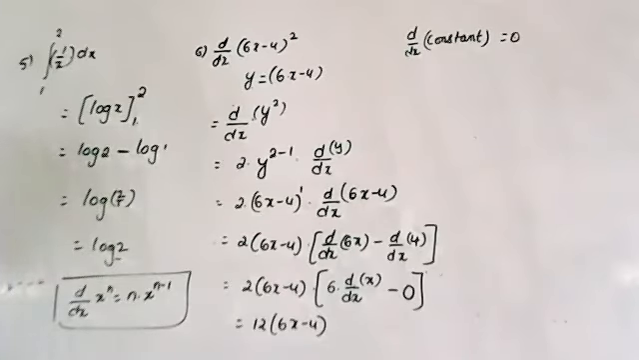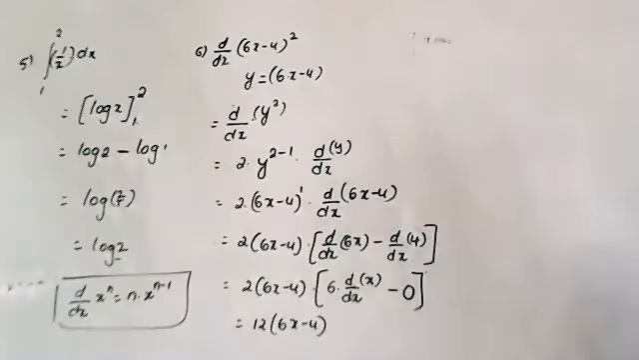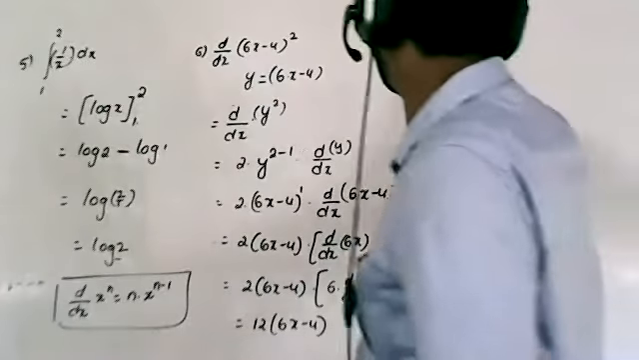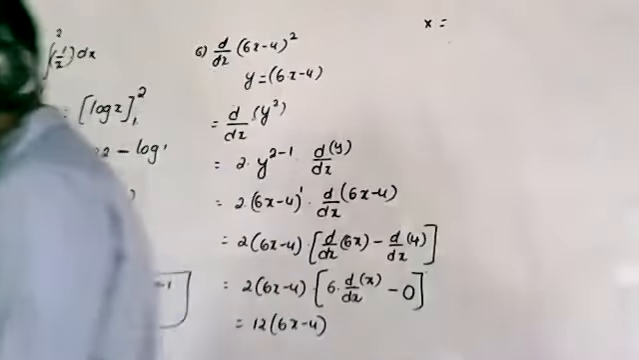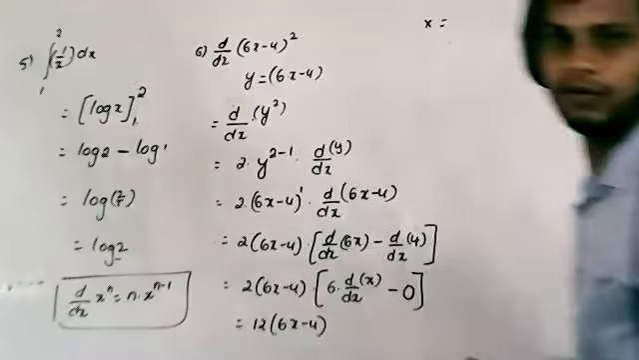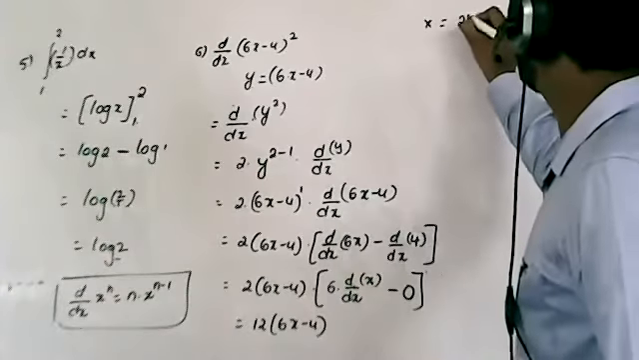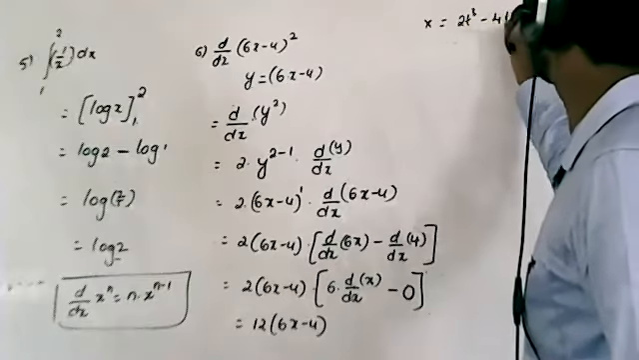Now, seventh question. They have given a displacement equation. What is the equation of displacement? 2t cube minus 4t. Yes, very good, Mashilpa. Correct. So x equals 2t cube minus 4t.